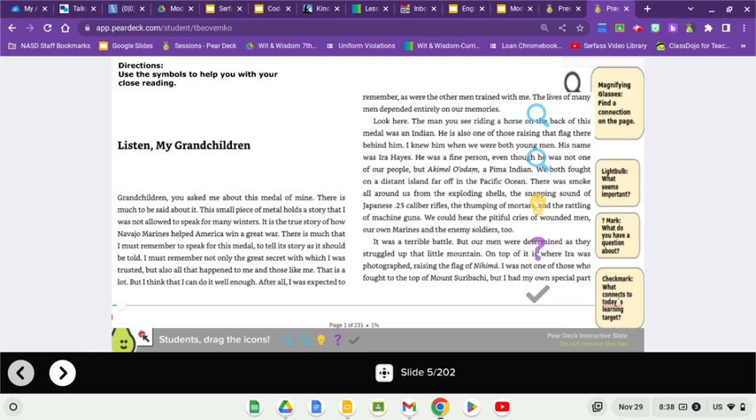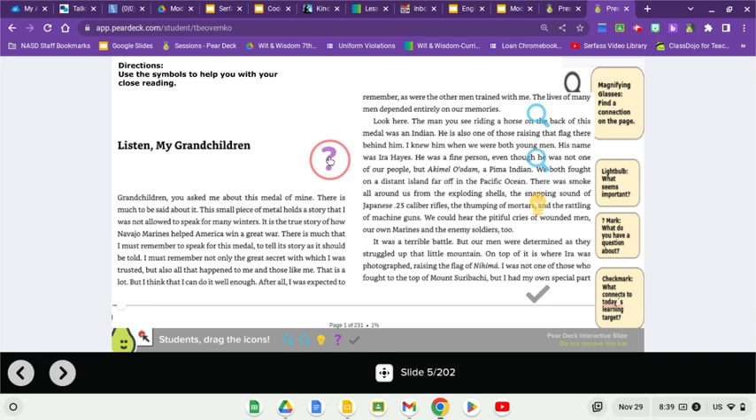Grandchildren, you ask me about this medal of mine. There is much to be said about it. This small piece of metal holds a story that I was not allowed to speak for many winters. It is the true story of how Navajo Marines helped America win a great war. There is much that I must remember to speak for this medal, to tell its story as it should be told. I must remember not only the great secret for which I was trusted, but also all that happened to me and those like me. That is a lot, but I think I can do it well enough.